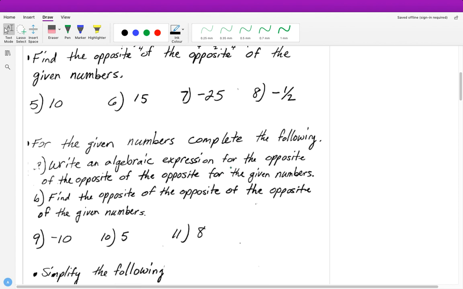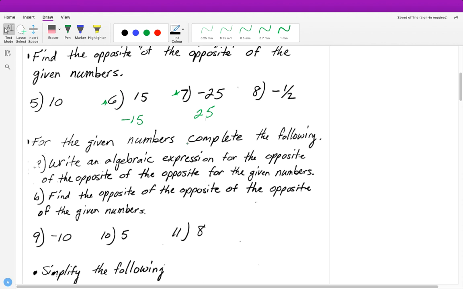All right, find the opposites of the numbers. Remember, the opposite is saying the number that's the same distance from 0, but on the other side of 0. So I'll go through number 6 and number 7. So the opposite of 15 is -15 because 15 is 15 units away from 0, and the number that's 15 units away from 0 on the other side of 0 is -15. And then the opposite of -25 is +25 because -25 is 25 units away from 0 on the negative side. Then when we go to the other side of 0, 25 is also 25 units away.